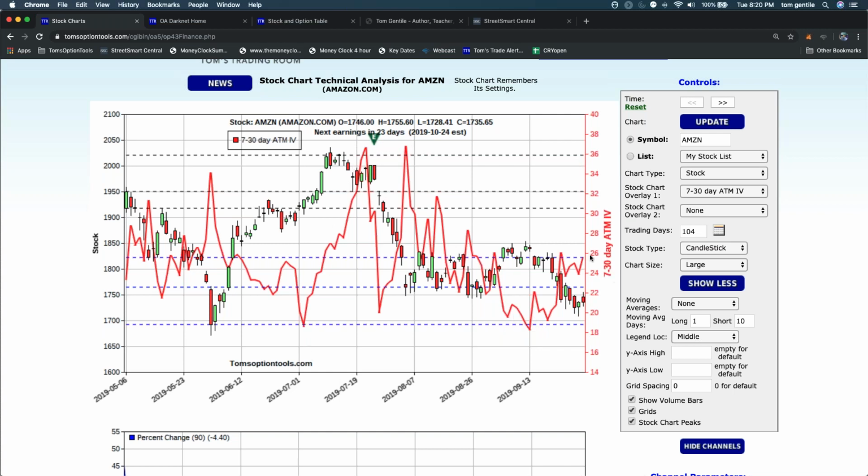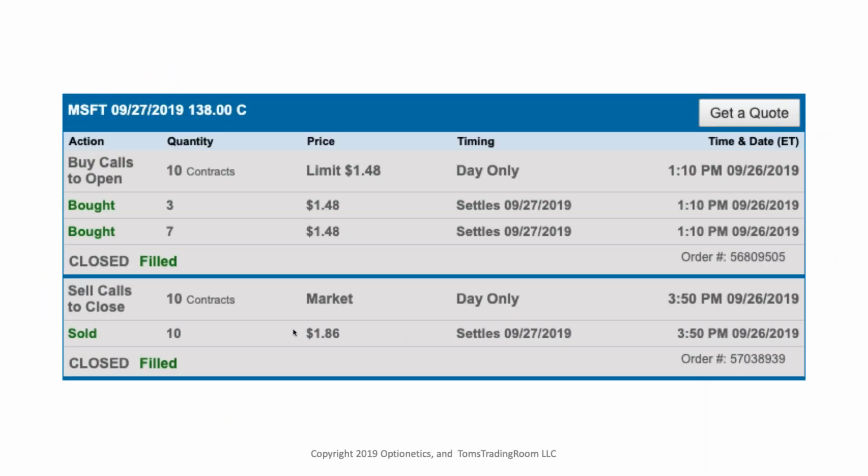Now, where are we at right now? Well, we're not exactly low, but we're not exactly high. So Amazon is starting to creep up in implied volatility. That tells me that I might want to consider different option strategies and not just go for the first thing that I see, all right? But that's implied volatility.